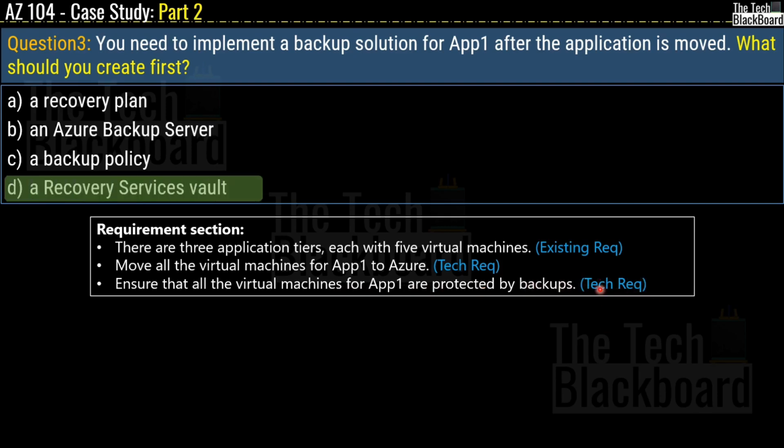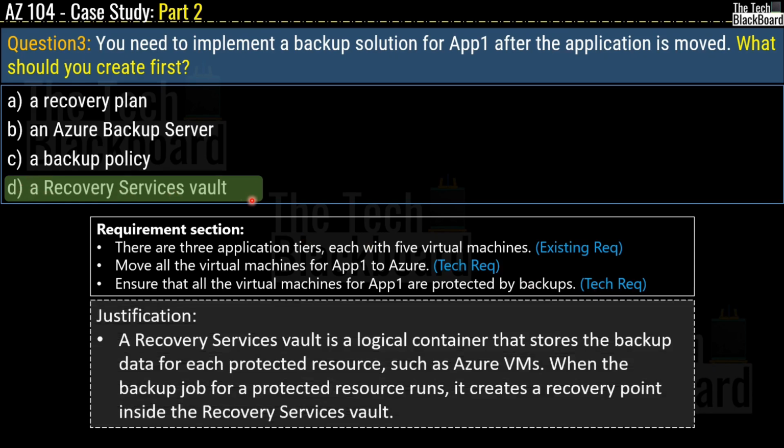Now let me show you the answer. The answer is again option D, a recovery services vault. So what is the justification of this? Justification says that a recovery services vault is a logical container that stores the backup data for each protected resource such as Azure virtual machines. When the backup job for a protected resource runs, it creates a recovery point inside the recovery services vault. So that's why we have chosen a recovery services vault.